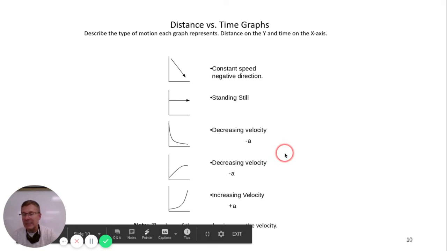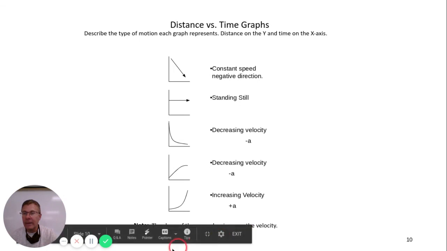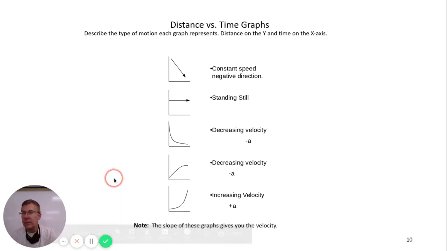On a distance versus time graph, you're always going to have either diagonals this way, or if I had a diagonal that went this way, it would be constant speed, positive direction. So maybe you want to add that to your graphs. Do one that goes in that direction. All right. So that's chapter 2.